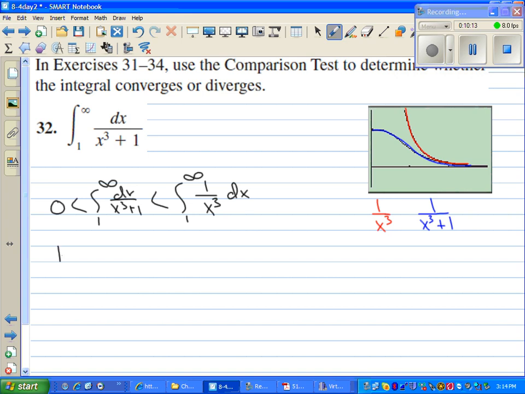So we need to find the limit as b approaches infinity of the integral from 1 to b of 1 over x to the third dx. This is going to be x to the negative third. If we add 1 to the exponent, that'd be x to the negative 2. And then we have negative 1/2. We're going to evaluate that from 1 to b.